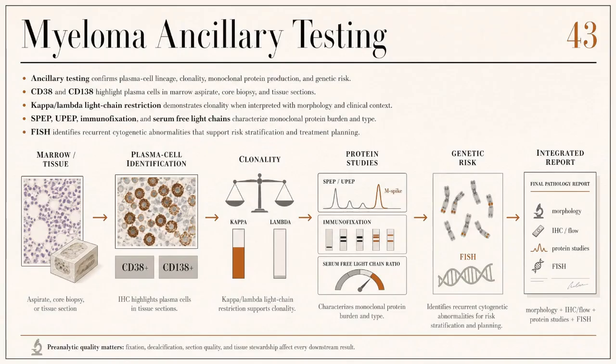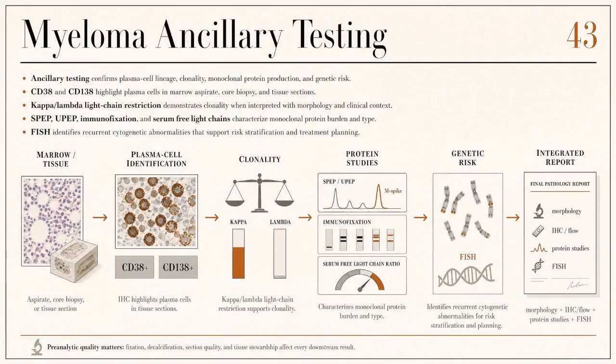Fluorescence in situ hybridization, or FISH, represents the molecular cytogenetic arm of myeloma diagnostics. It detects chromosomal abnormalities such as translocations involving the immunoglobulin heavy chain locus on chromosome 14 or deletions of chromosome 17p, which harbors the TP53 tumor suppressor gene. These genetic alterations carry significant prognostic implications and influence treatment strategies.